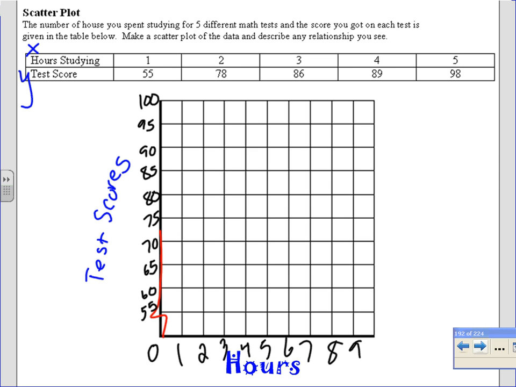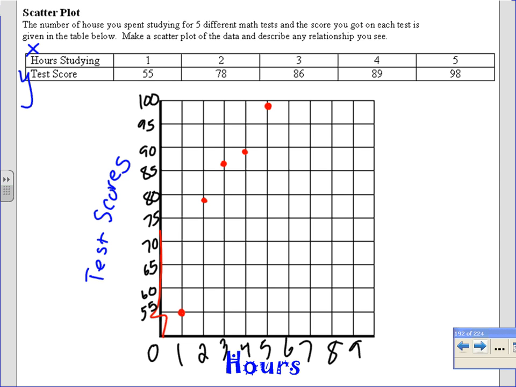Okay, so let's plot 1, 55. If you study 1 hour, you earn 55%. Over 1, up 55. If you study 2 hours, you earn a 78%, so over 2, up 78. If you study 3 hours, you earn an 86%. Over 3, up 86. If you study 4 hours, you earn an 89%. If you study 5 hours, you earn a 98%. Okay, no yelling out, guys. Don't forget that. Okay, so here's our scatter plot.